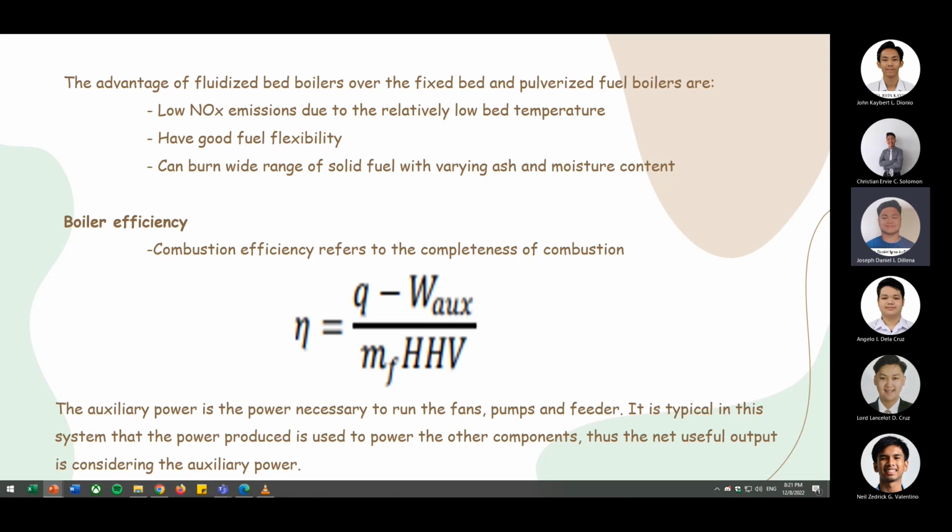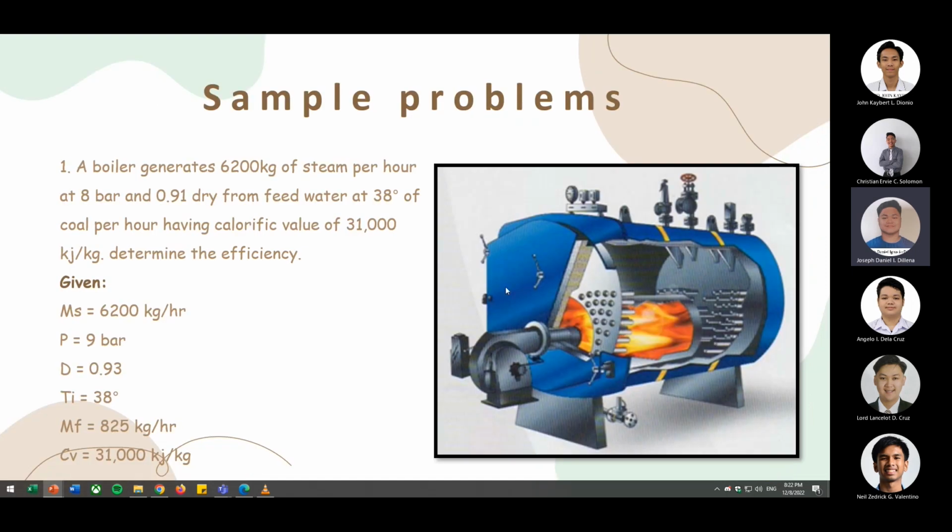Boiler efficiency. Combustion efficiency refers to the completeness of combustion, and it has a formula of Q minus W auxiliary power over M_F times HV. So the auxiliary power is the power necessary to run the fans, pumps, and feeders. It is typical in this system that the power produced is used to power the other components. Thus, the net useful output is considering the auxiliary power.